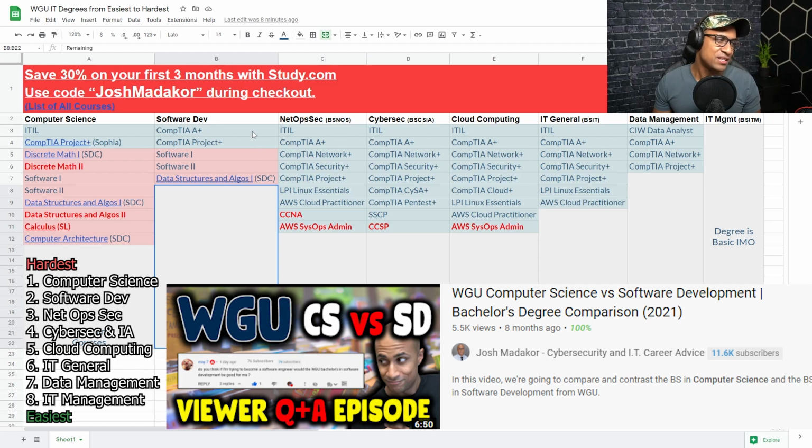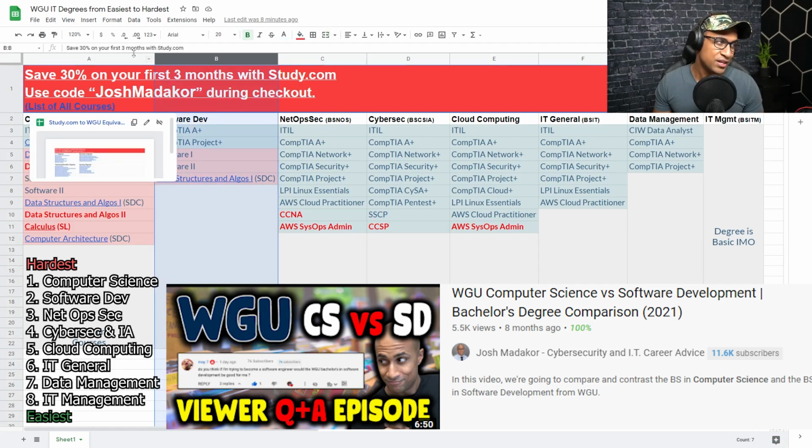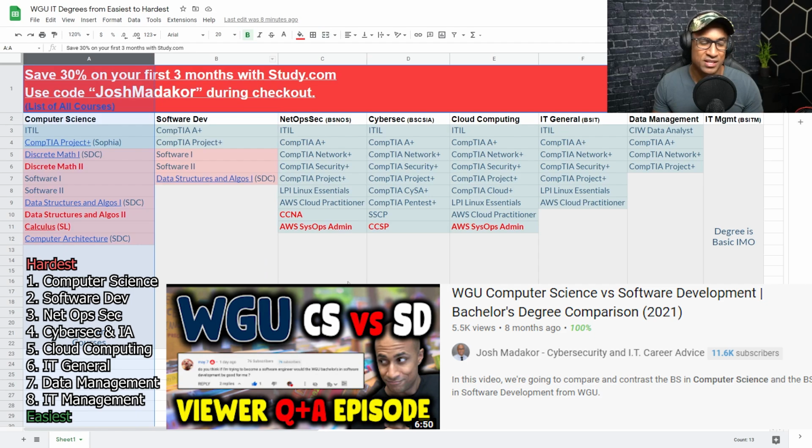It's almost the exact same thing as computer science, except it has CompTIA A+ instead of ITIL. Same things here, Software 1 and 2, a little bit hard, quite hard if you haven't done programming before. Data Structures and Algorithms 1, pretty hard if you haven't done programming before. But other than that, if you've done programming and you have a pretty solid grasp on programming, this degree won't be that bad. But if you're brand new, it'll be difficult. It just won't be quite as hard as computer science, if that makes sense.